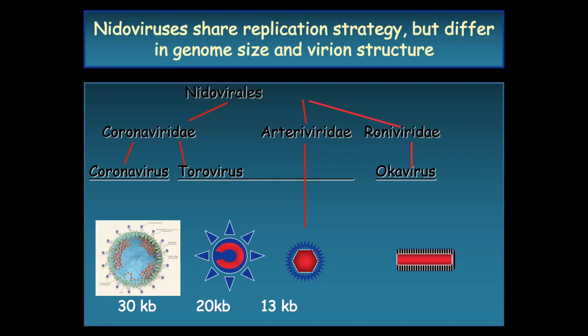So this is, again, the description in terms of size: 30,000 bases of genome equivalent to the left, although some of the other viruses are much smaller, and they look very different, as you see the structure for torovirus, the arteroviridae, and the ronaviridae here.